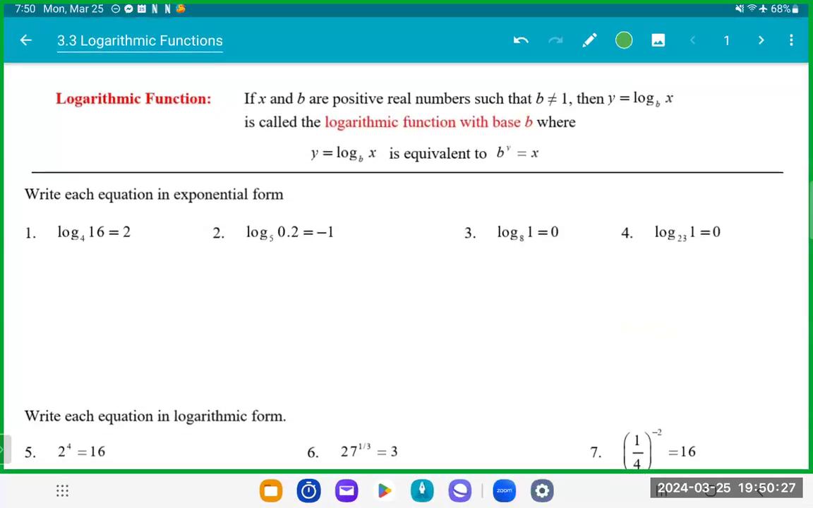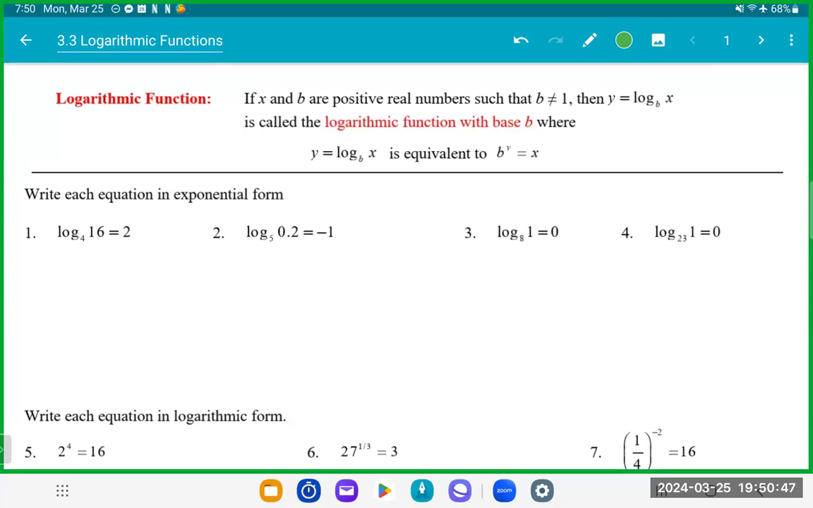Okay, it is 7:50, so let's continue with tonight's lecture. We're moving into section 3.3, where we'll talk about logarithmic functions. Last section we looked at exponential functions. This section we'll look at logarithmic functions.